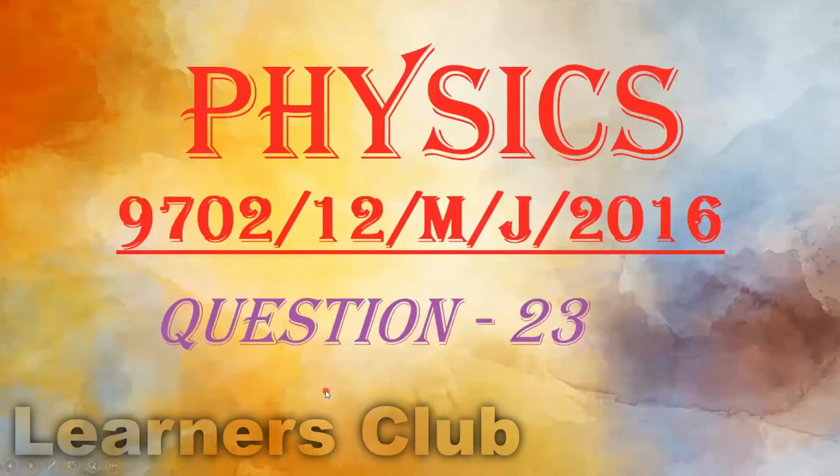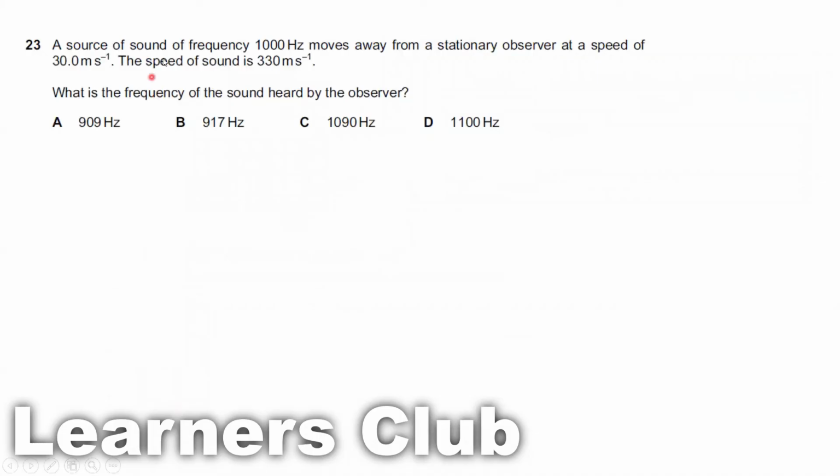Question 23. A source of sound of frequency 1000 Hz moves away from a stationary observer at a speed of 30.0 meter per second. The speed of the sound is 330 meter per second. What is the frequency of the sound heard by the observer? Okay, so this is about Doppler's effect. The object is moving away from the observer, so that's a redshift.